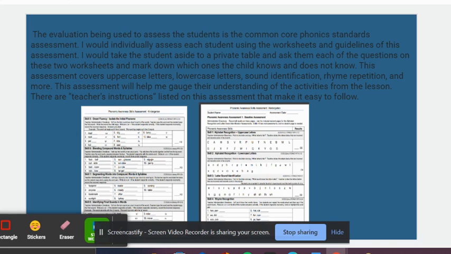This assessment covers uppercase letters, lowercase letters, sound identification, rhyme repetition, and more. It always uses 3 and 4 letter words, so it's something that they know. This assessment will help me gauge their understanding of the activities from this lesson. And there are teacher's instructions listed on the assessment to make it easy to follow.